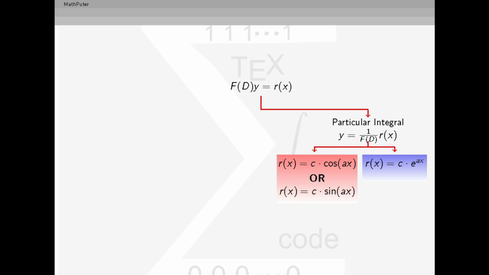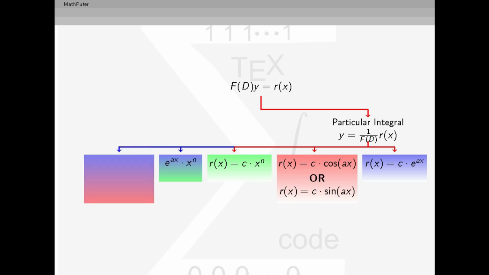The number of sessions we have in the pipeline: for example, the right hand side is a polynomial function, or the right hand side is a combination of blue and green color, which is exponential into polynomial, or the right hand side is a combination of blue and red color, which is exponential into trigonometric function. Today's lecture goal is the right hand side being either cos x or sin x.